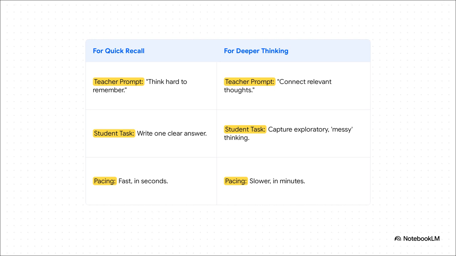But when you want deeper thinking, like maybe planning an essay or solving a complex problem, the pacing slows way down. Now we're talking minutes. And the prompt changes completely. It's more like connect relevant thoughts. You're actually encouraging that exploratory, messy, initial thinking. This shows just how flexible this tool really is.